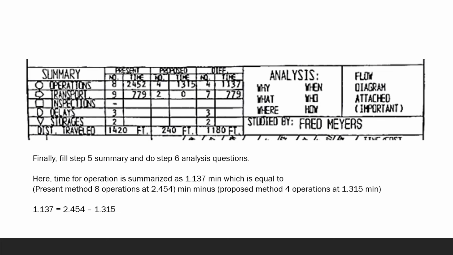We have 8 operation in present method. It's right there. And we spend 2.454 minutes. And we have only 4 operation in the proposed method. And we spend 1.315 minutes. So the difference is 1.137 minutes, and that's your improvement. And we can translate this value and use it to get cost savings. And in 6, we do analysis by asking each question to each job.